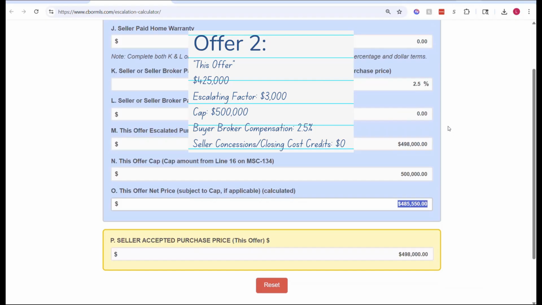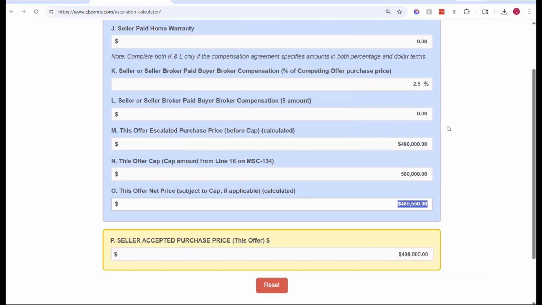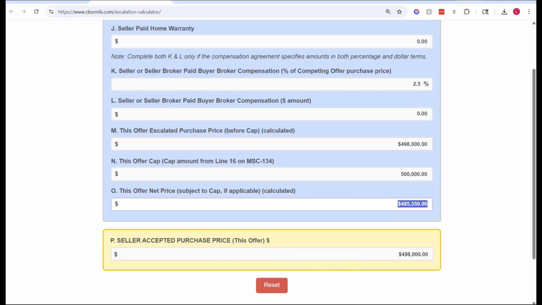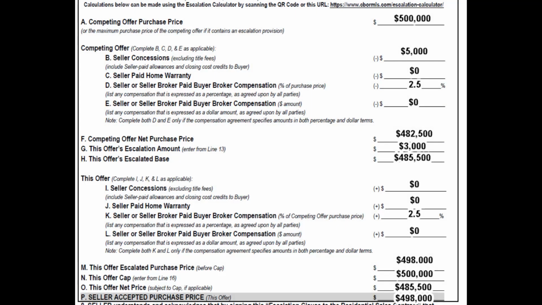The online calculator will now calculate and display the figure for box P, which is the new seller accepted purchase price. In this example, that would be $498,000. Quick recap. The calculator will display the winning escalated price, subject to each offer's cap, and the net figures to discuss with your seller. Remember, the net on line O is for comparison only, not an official seller proceeds total.